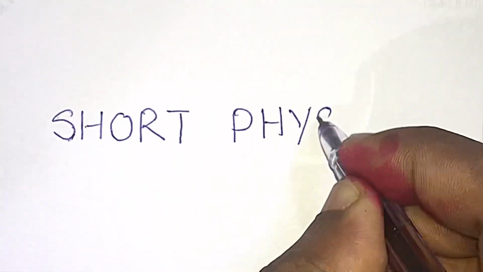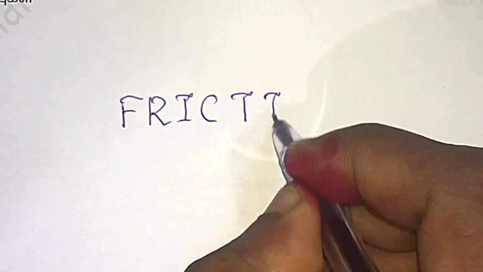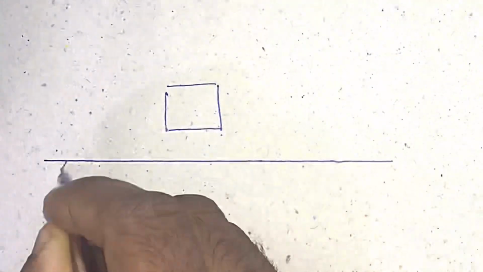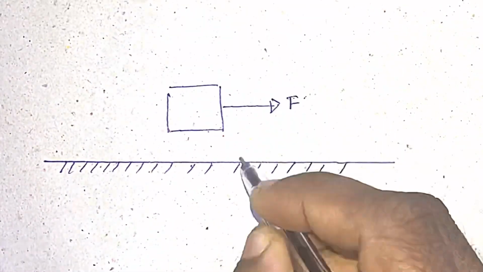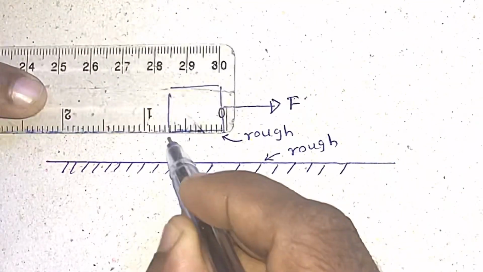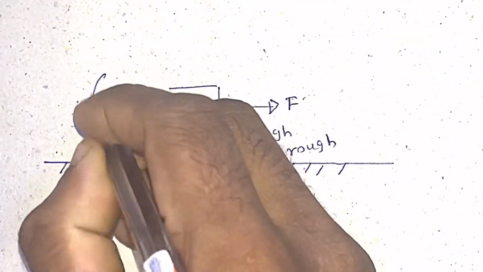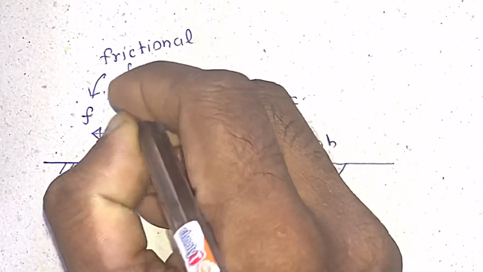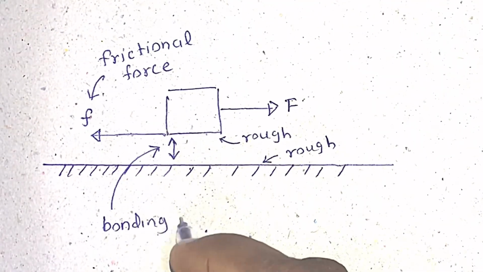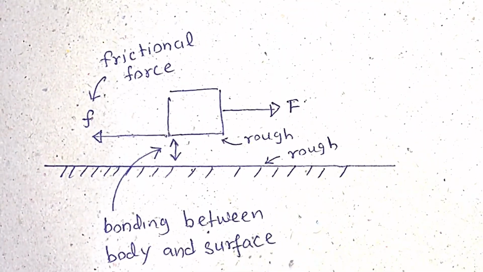Short physics. Let's talk about friction. When a force F tends to slide a rough body along a rough surface, a frictional force, opposite and parallel to the force F, acts on the body from the surface. It is due to bonding between the body and the surface.